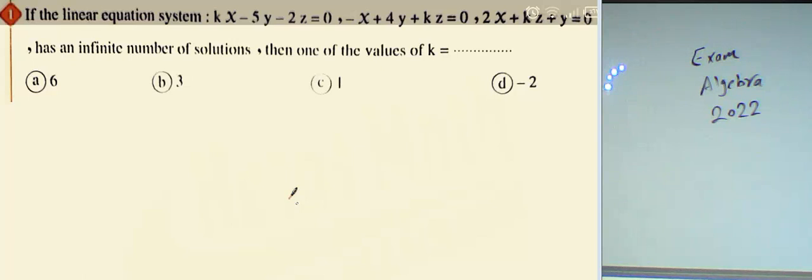Today we'll solve the algebra exam of this year, 2022, Session 1. Question number 1. If the linear equation system kx − 5y − 2z = 0, −x + 4y + kz = 0, and 2x + kz + y = 0 has an infinite number of solutions, then one of the values of k equals ___.